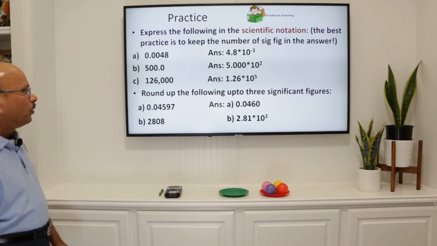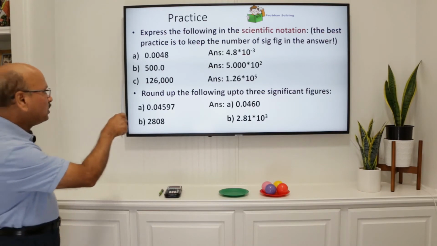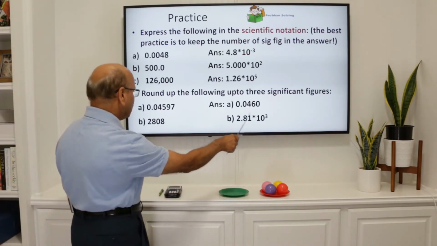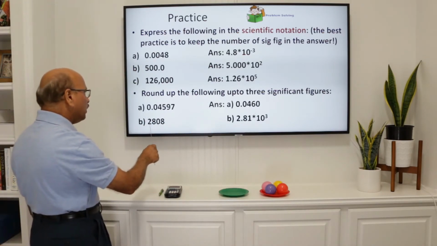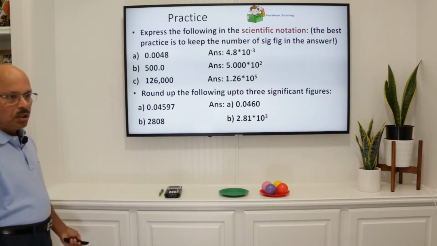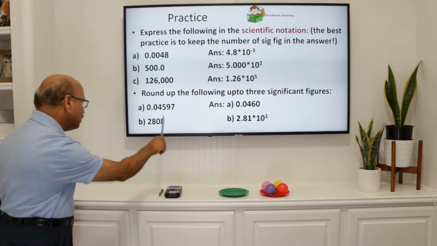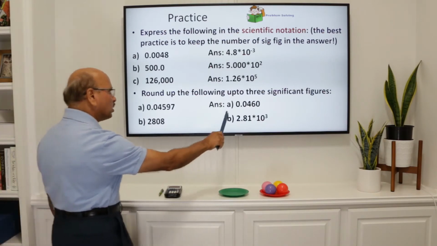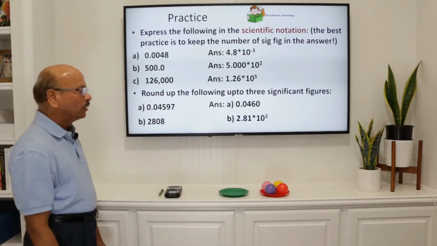any number. So the answers are 0.0460 and 2.81 times 10 to the power of 3, which actually gives you the correct value. This is a 2000 number, and this also should be a 2000 number.